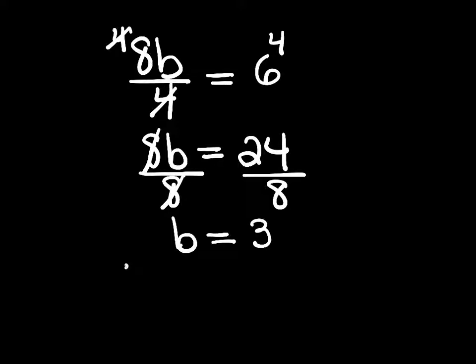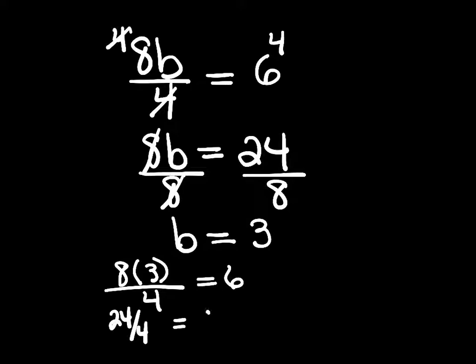To check our work, let's put this back in. Is 8 times 3 divided by 4 equal to 6? Well, 8 times 3 is 24. 24 divided by 4 is indeed 6. So we have done this correctly. Okay, let's try another one.